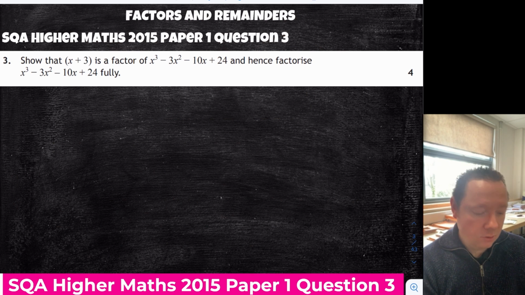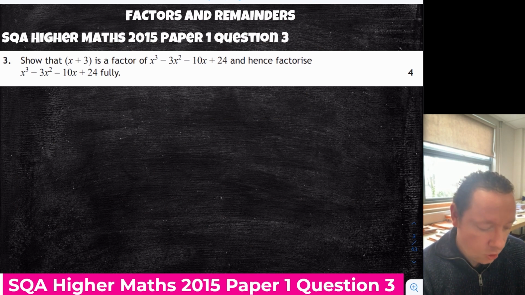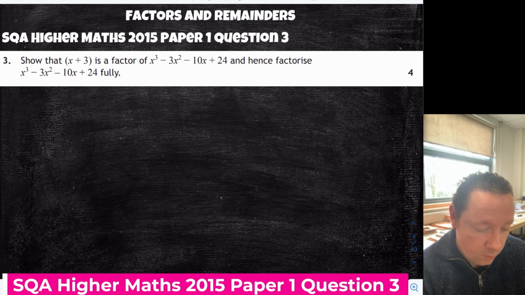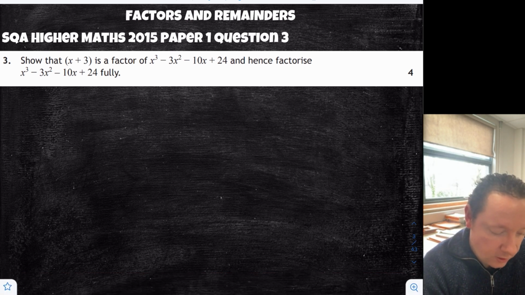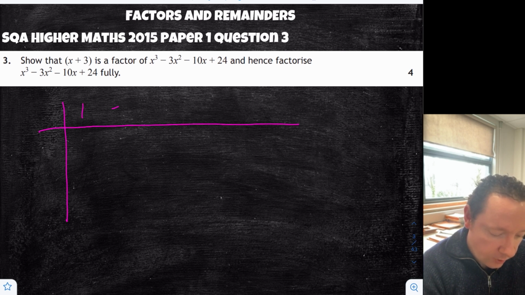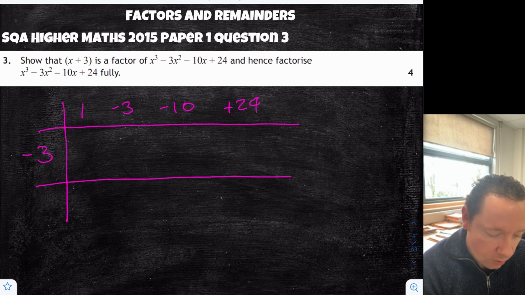Okay, looking at factors and remainders, SQA Higher Maths 2015, paper 1, question 3. Show that x plus 3 is a factor of this polynomial and hence factorise fully. A couple of ways you can do this, but the most common way is synthetic division. So looking at synthetic division, you take your coefficients. I've got 1x cubed minus 3x squared minus 10x and plus 24 on the end. And I'm subbing in x plus 3, so I'm subbing in minus 3 because minus 3 is the root.